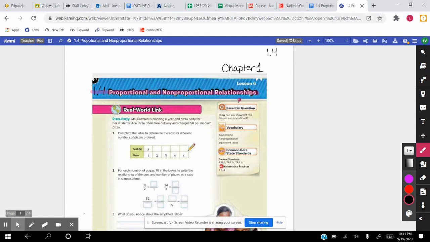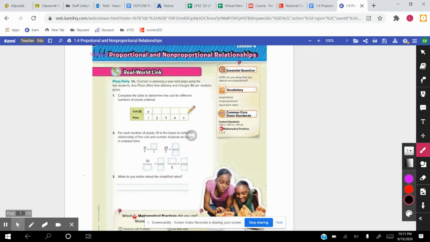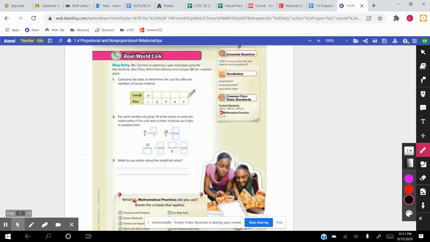So, real world link, pizza party. Miss Cochran is planning a year-end pizza party for her students. Ace Pizza offers free delivery and charges $8 per medium pizza. Step 1: Complete the table to determine the cost for different numbers of pizzas ordered. So it costs $8 for one pizza. That's that information right there.